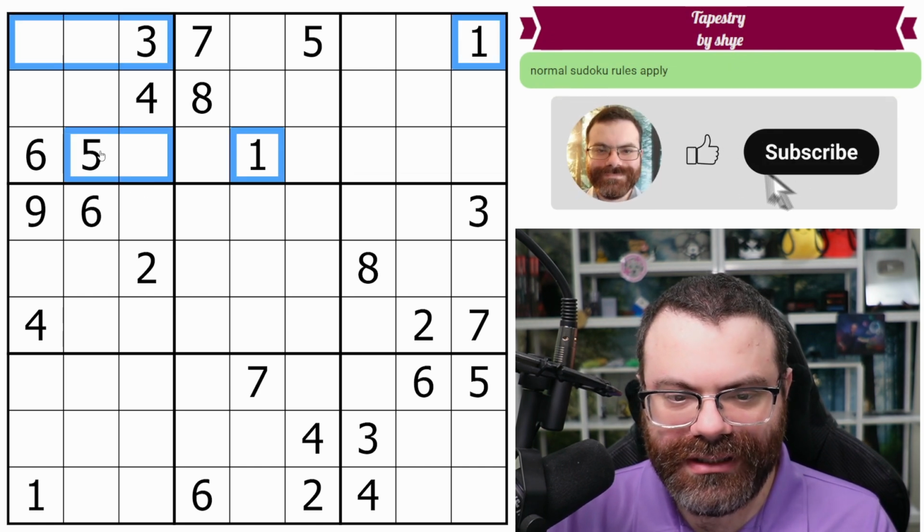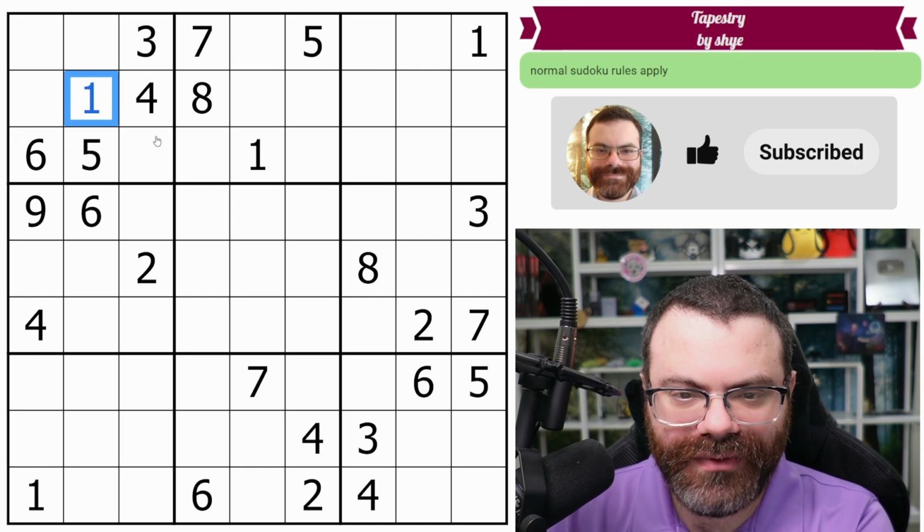All right, we do have two ones looking into this box, and this one looks up, so we can just place a 1 right away. Nice, almost done.